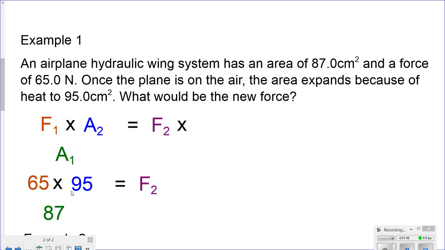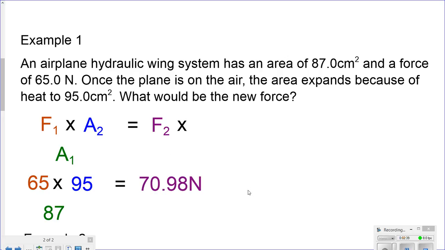So I have 65 times 95 divided by 87. If I plug that in the calculator, I end up with 65 times 95 equals, divided by 87. This gives me 70.977. So we round this to 70.98. And since the question asked me to find force, my answer is in newtons.